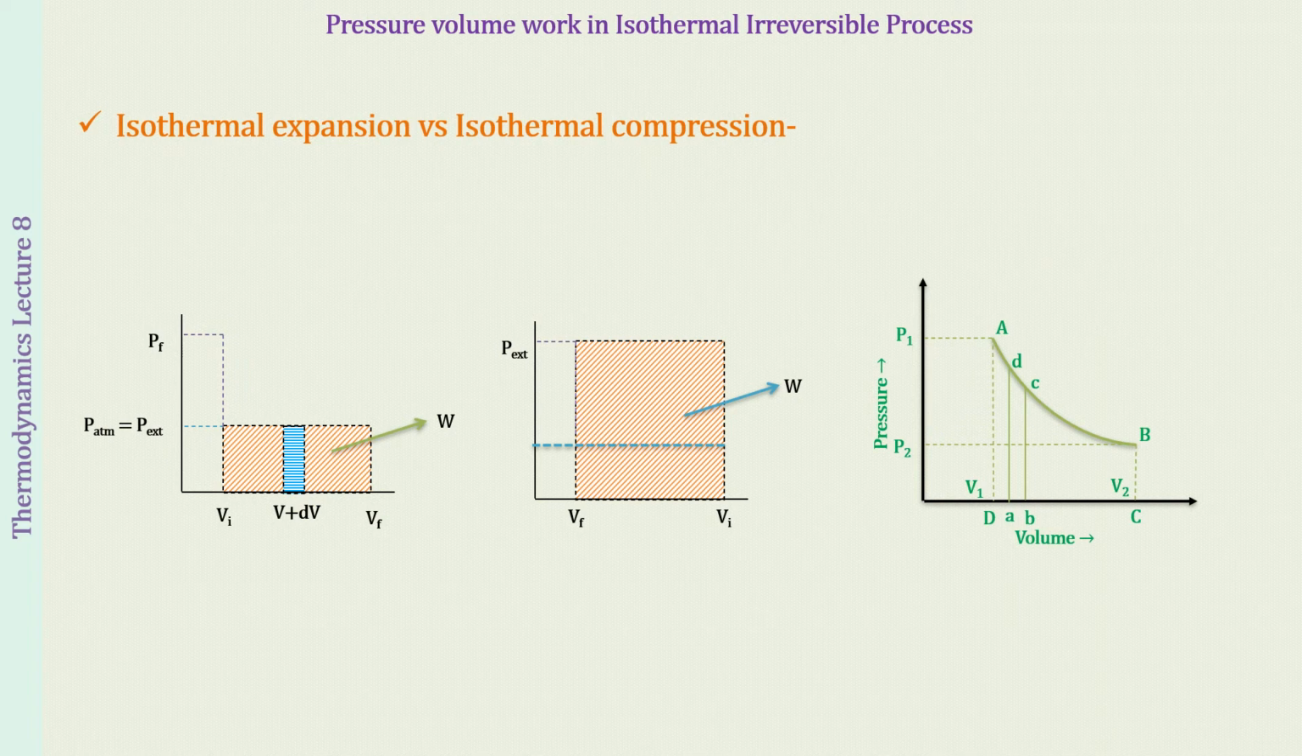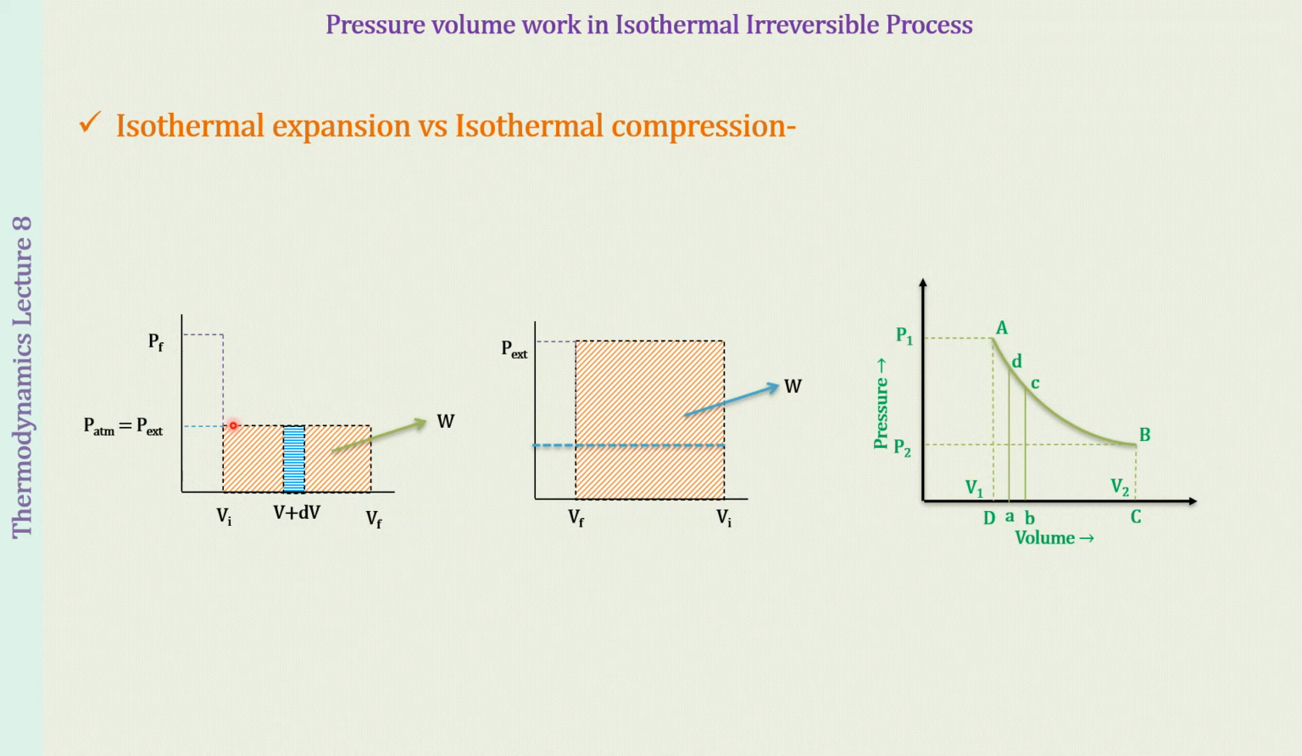Now let us make a comparison of isothermal expansion versus isothermal compression in both the reversible as well as the irreversible processes. First of all, this is the PV diagram for the isothermal irreversible expansion, and this is for compression, and you can see that work done is not the same in the two processes. Clear? This is a one-step process that I have taken as an example. You can see the two-step process also.